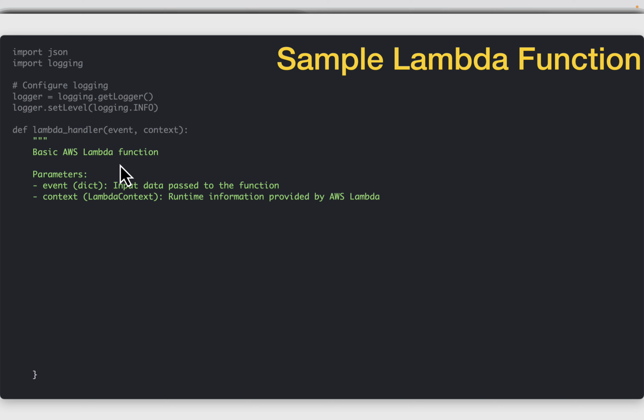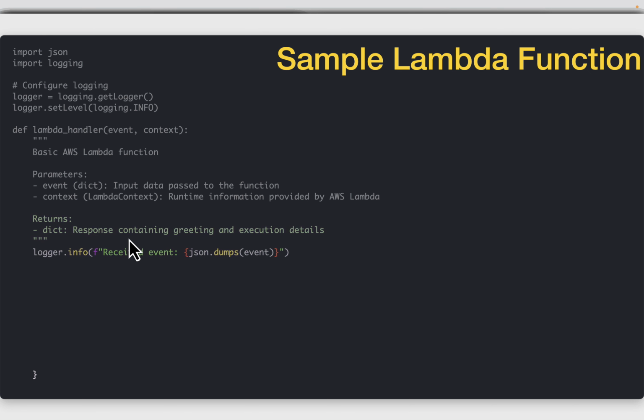And then we have these comments. This is a basic AWS Lambda function. There are two parameters that it will expect as input: event, which is a dictionary, the input data passed to the function, and the context, which is the Lambda context, runtime information provided by AWS Lambda. Then it will return a dictionary, which is a response containing greeting and execution details. So this event input and dictionary output is basically a kind of JSON object. Then we are just doing some logging like an f-string.